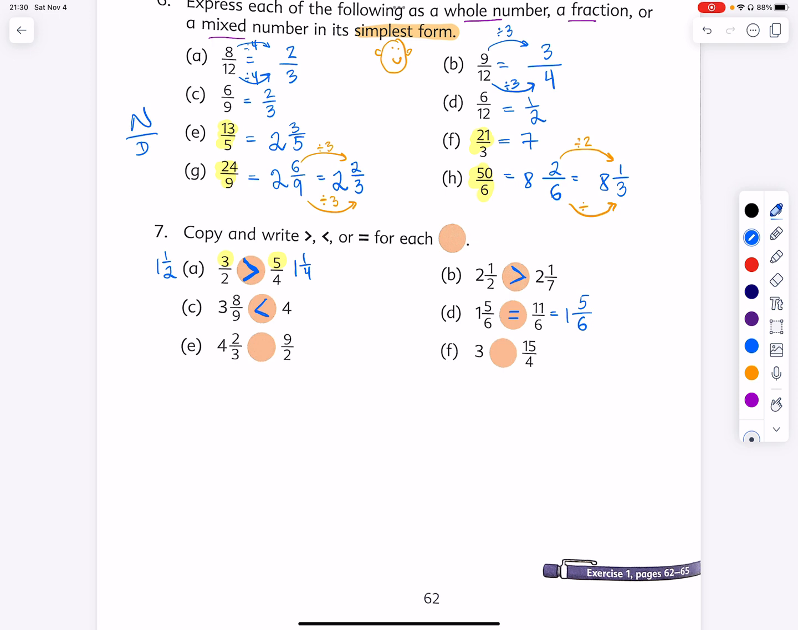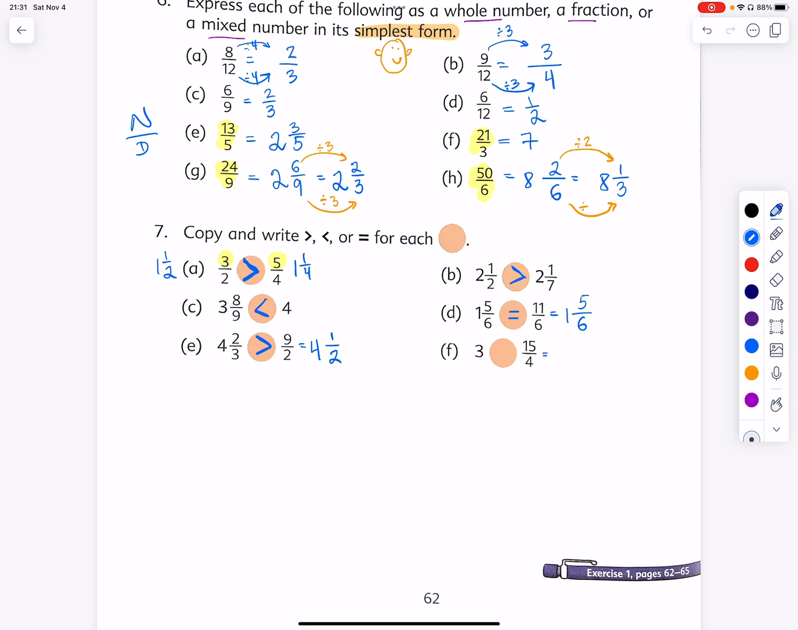4 wholes and 2/3, and 9 halves. Again, let's convert 9 halves. Well, how many times 2 goes into 9? 4 times, and 1 half is remaining. So we know 2/3 is bigger than 1 half. So this would be the correct symbol. And 3 and 3/4, or 15 quarters, or 15/4.